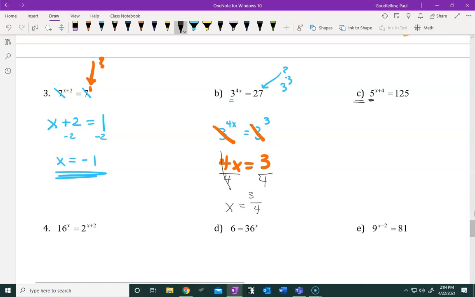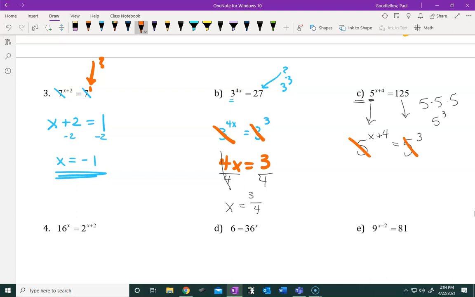Okay? 5s are not going to be really broken down, so I'm going to leave this guy alone as 5 to the x plus 4. And then this 125, you'd be like, what actually makes 125? That would be 5. 5 times 5 is 25, times 5 is 125, or 5 to the third power, and that's what would be inside there. Cancel out those bases, and we've got x plus 4 is equal to 3. And if I subtract that, moving it over there, a little mental math, x would equal -1.